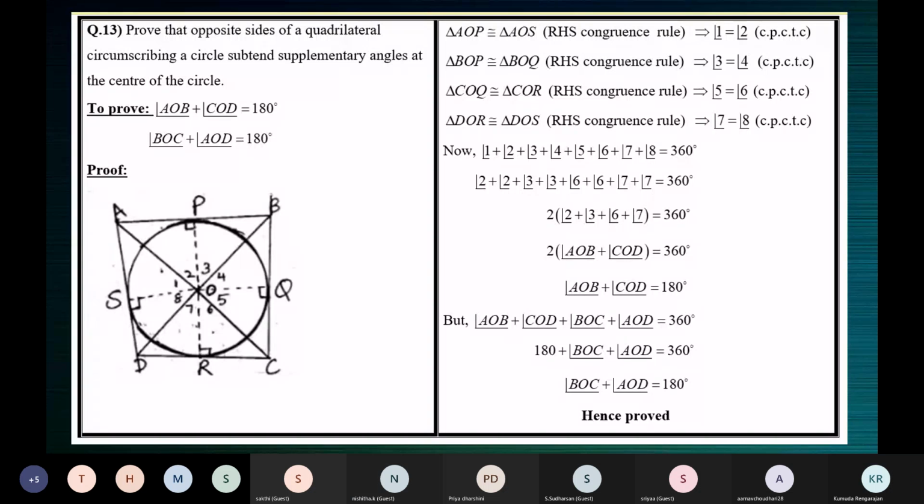Done, children? Yes, ma'am. Okay. We did have a question like this, we have done this earlier. This angle will be given to you, and you will be asked to find this angle. Supposing the measure of this angle is 95 degrees, what will be the measure of this angle? If AOB is 95, what will be the measure of COD?